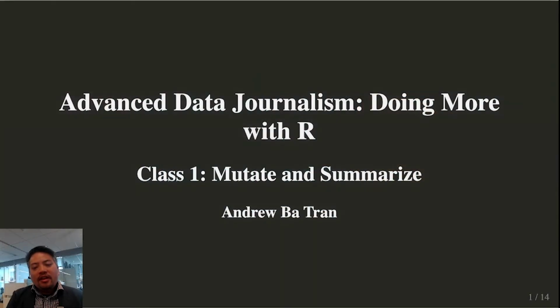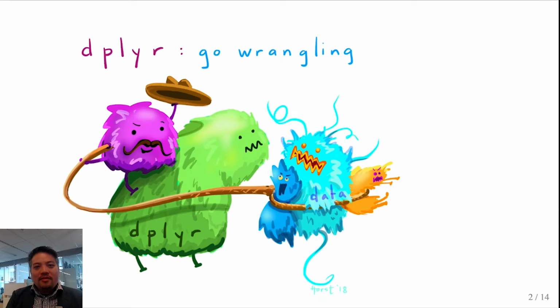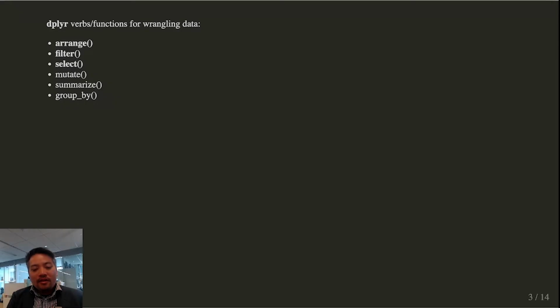This time, we're going to be talking about mutating and summarizing. And we're still going to be using the dplyr package. We've gone over all these functions called arrange, filter, select, and now we're going to go over the last really important bits called mutate, group by, and summarize.